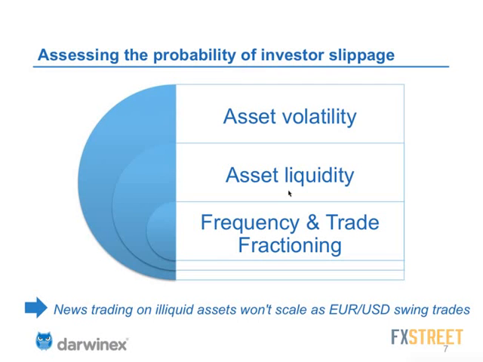On the first of the two points, how likely is slippage to occur? First of all, there is the volatility of the underlying asset. If the asset is not very volatile, then you have a good chance of being able to place a lot of volume without too much movement in the price. And that's because it will be liquid, which is the second point.